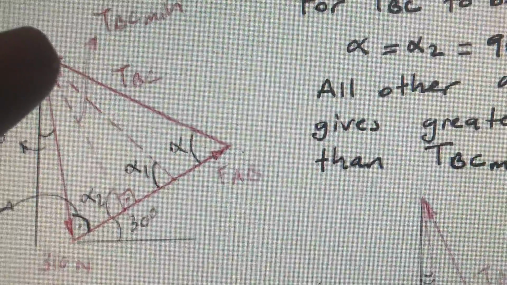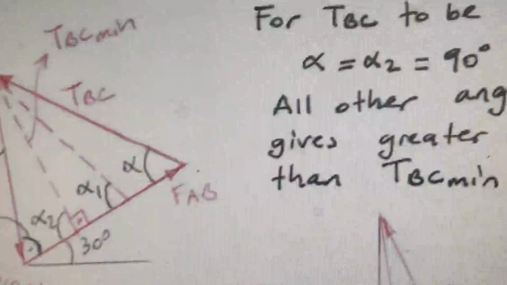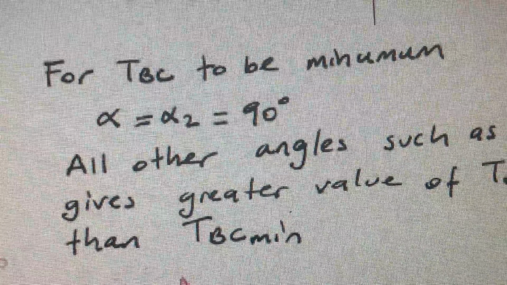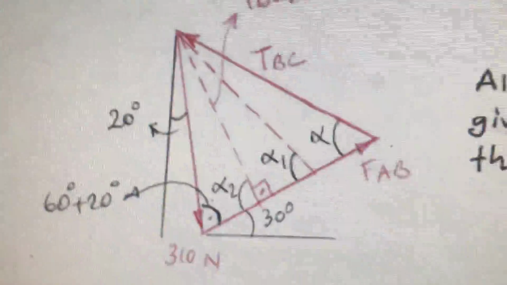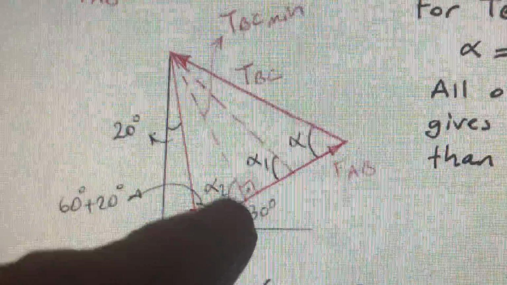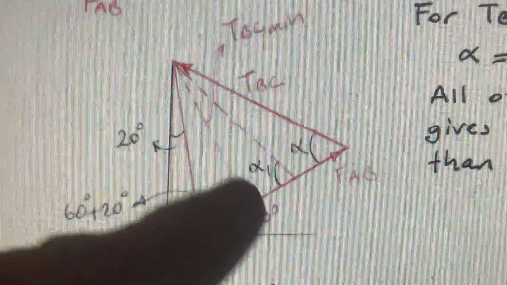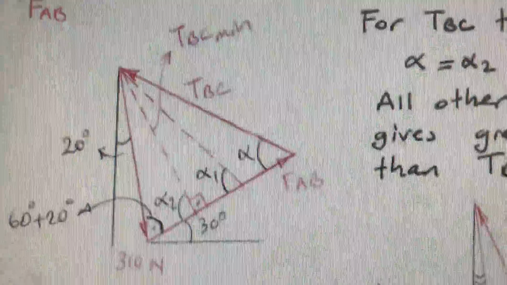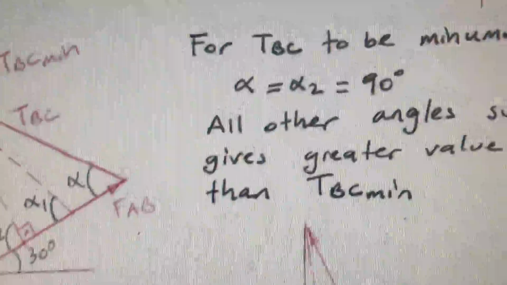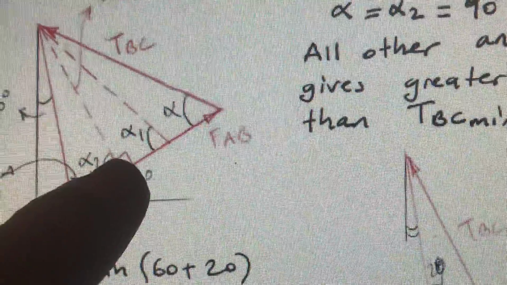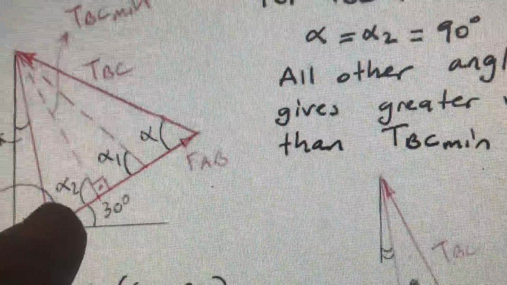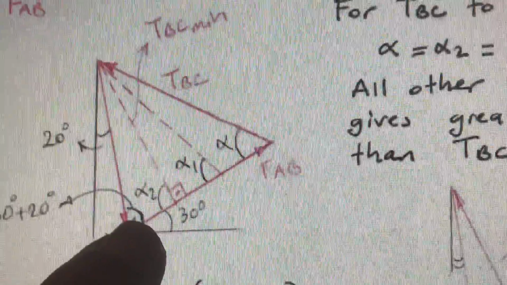Okay? And to make TBC minimum, by default, you have to know this. TBC to be a minimum has to be at 90 degrees. Of course, you have to plot this so you could show that you understand that the angle of 90 degrees is what will give you the TBC minimum. Once we find that alpha has to be 90 for TBC minimum, it's going to make this one 60 plus 20, 80 degrees.